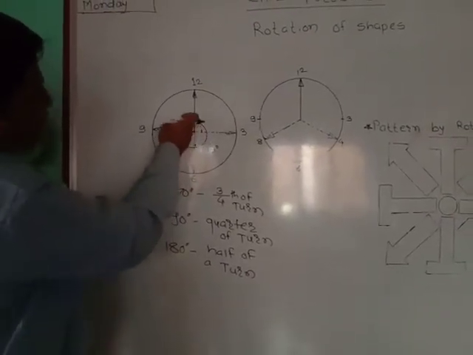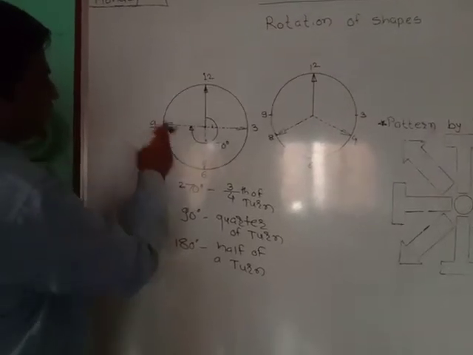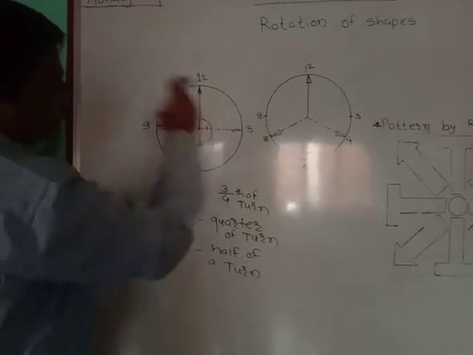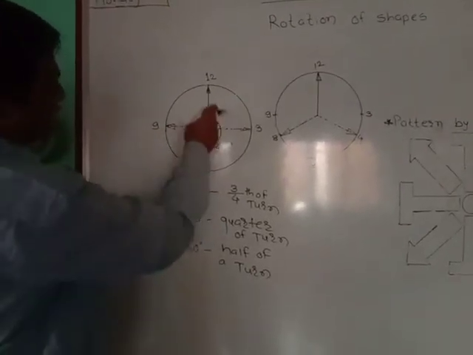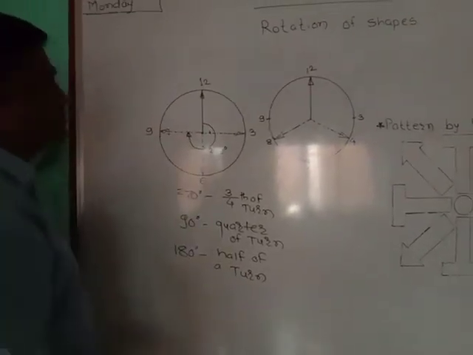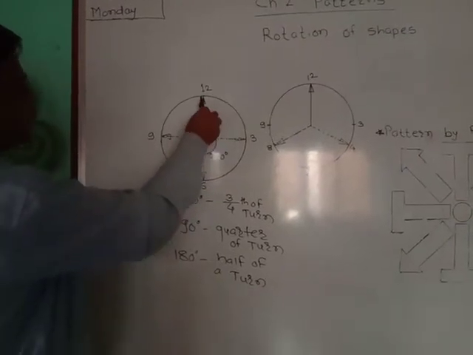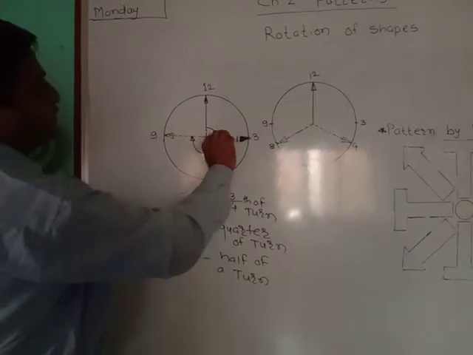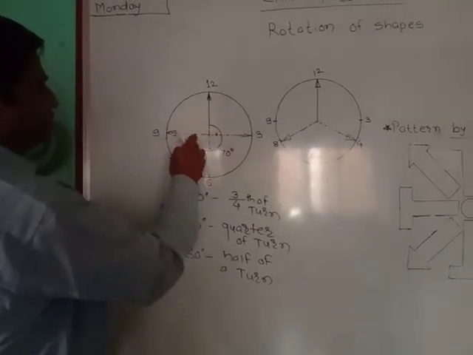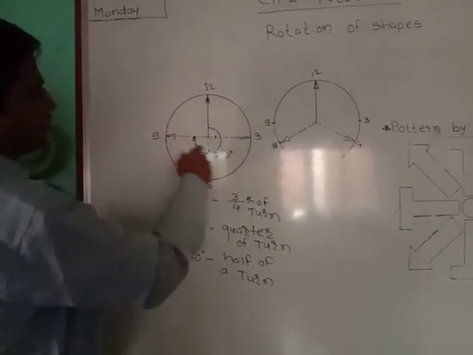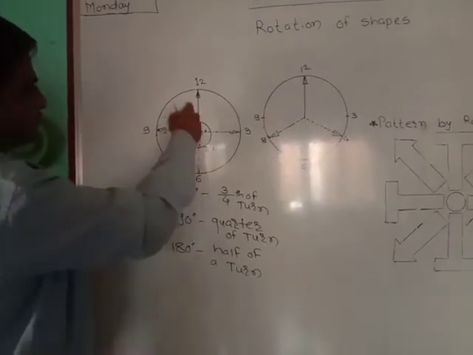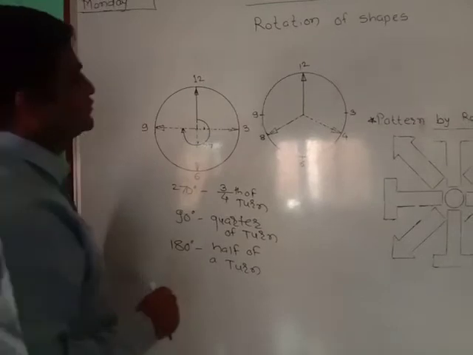Now, if the hand of a clock moves from 12 to 9 to 6 to 3, meaning it goes in the direction opposite to the hand of a clock, this will be a counterclockwise rotation. So the hand moves from 12 to 9, 9 to 6, and 6 to 3. This will again be 90 plus 90 plus 90. It will be 270 degrees in the counterclockwise direction, or 3/4 of a turn in the counterclockwise direction.